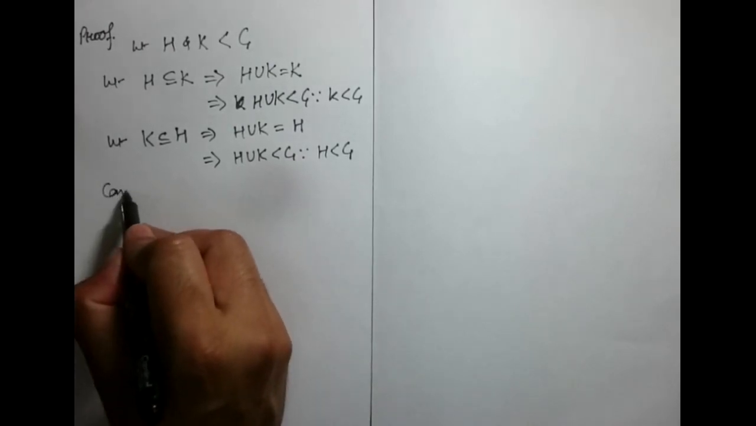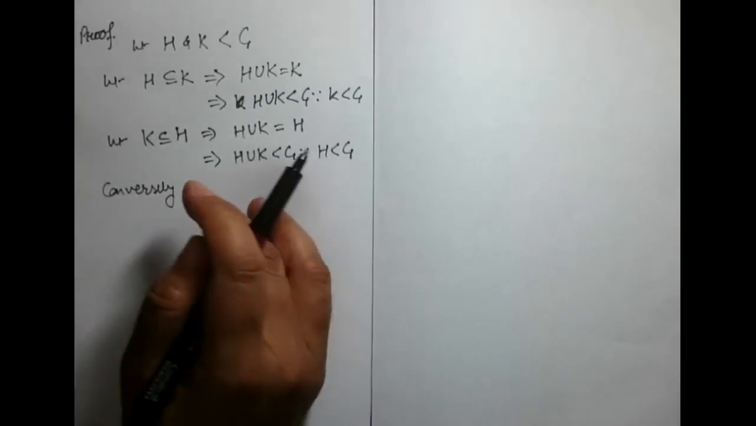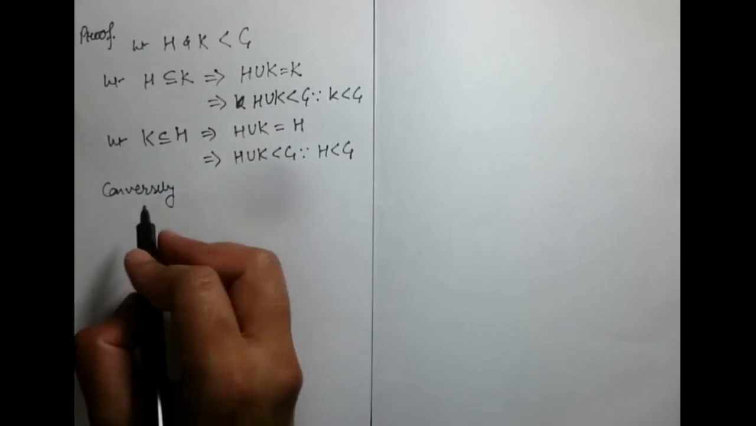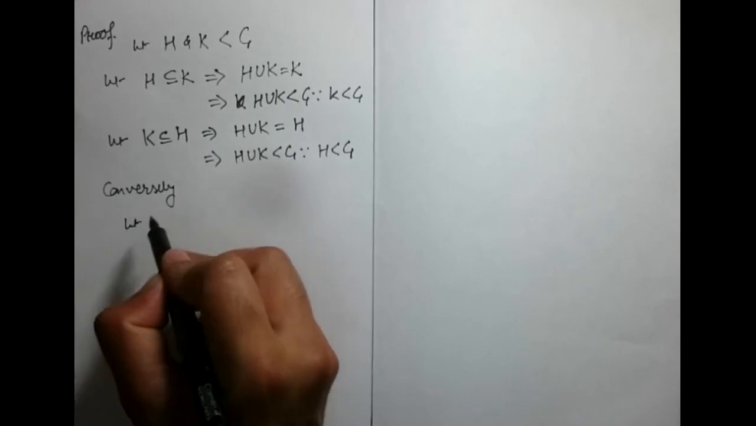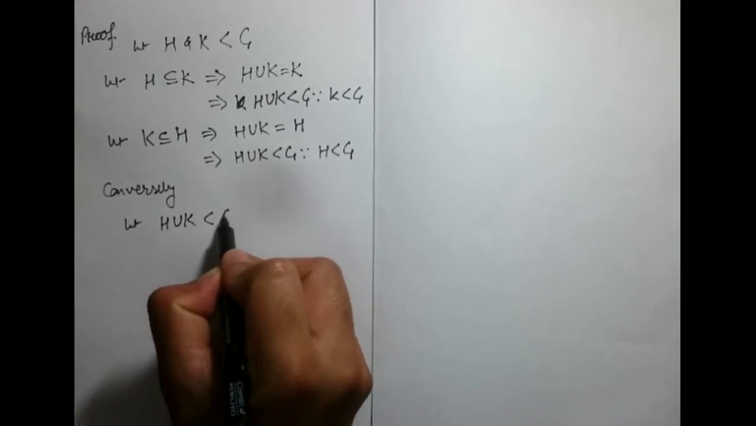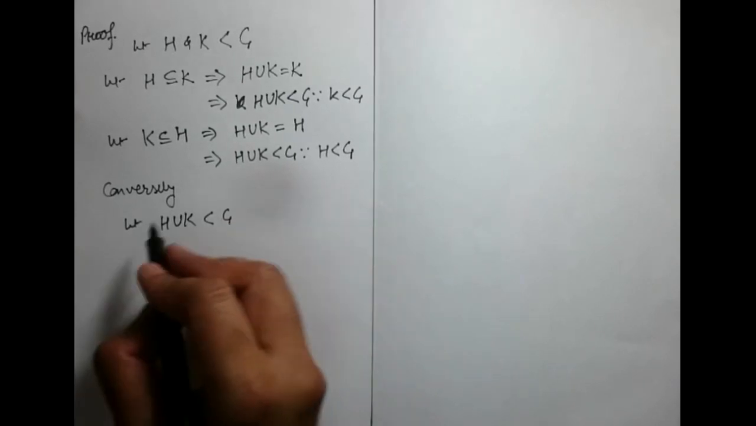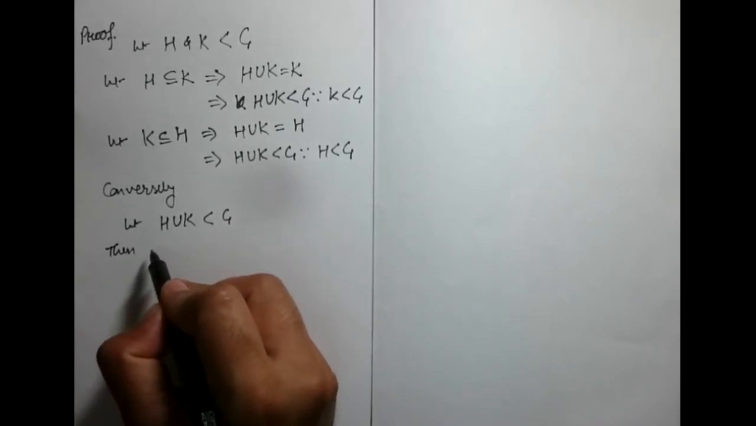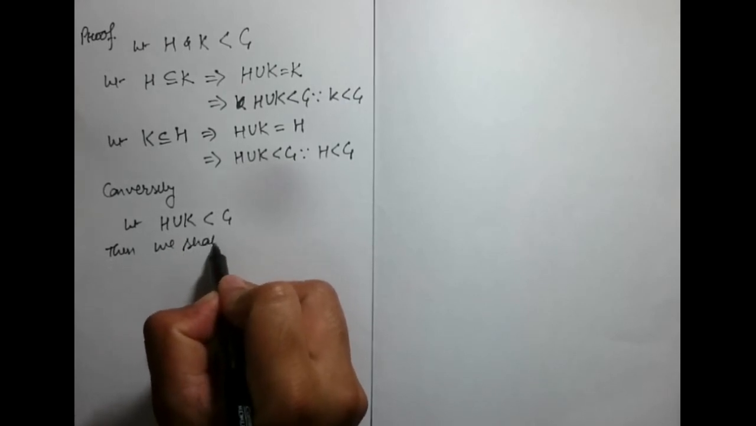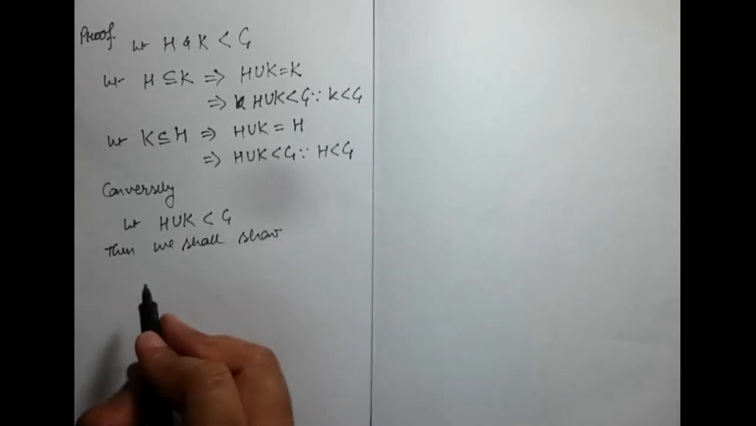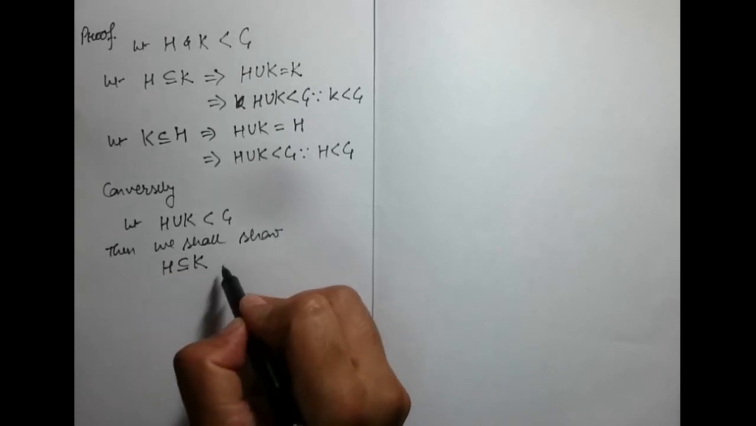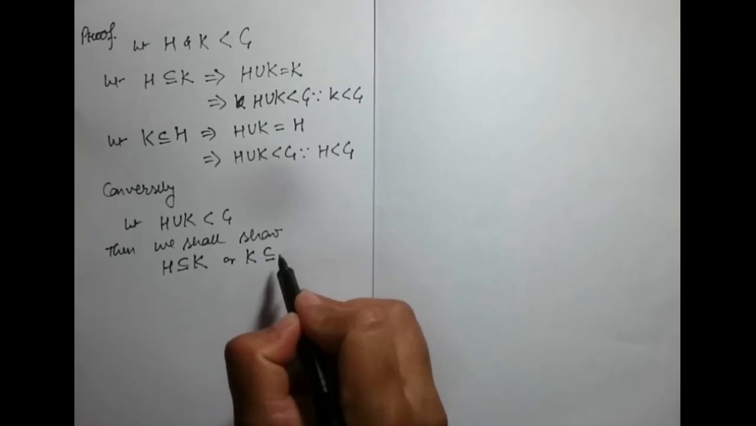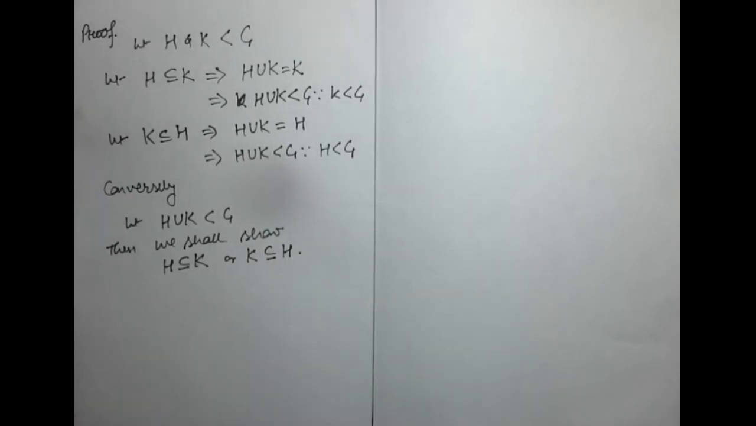Now conversely, we have to show this. The hypothesis is given: let H union K be a subgroup of G. Then we shall show that either H is contained in K or K is contained in H. For this we will use proof by contradiction.